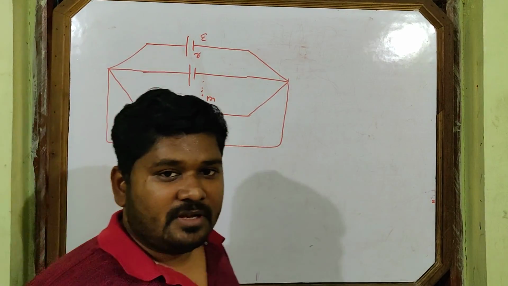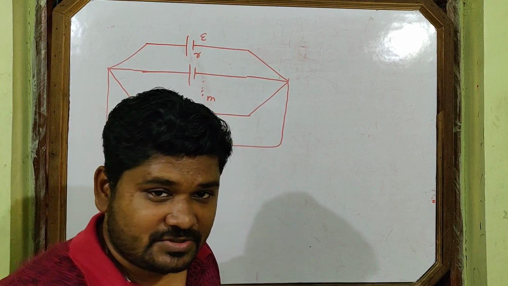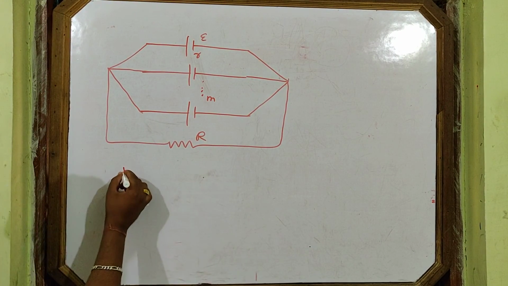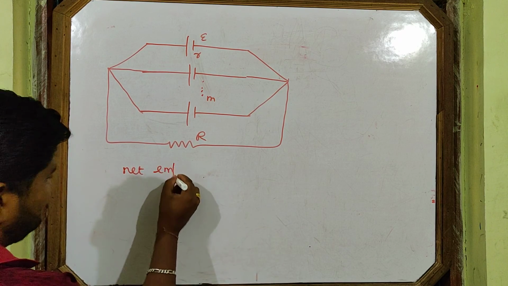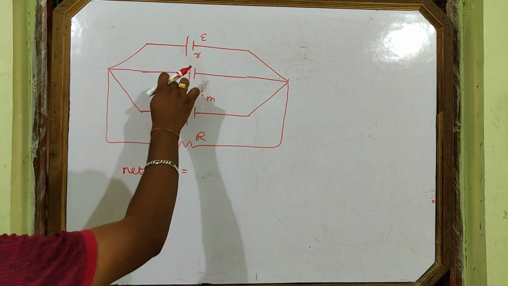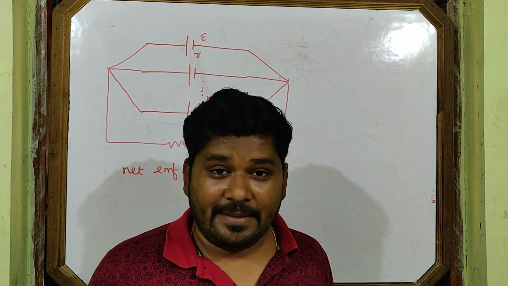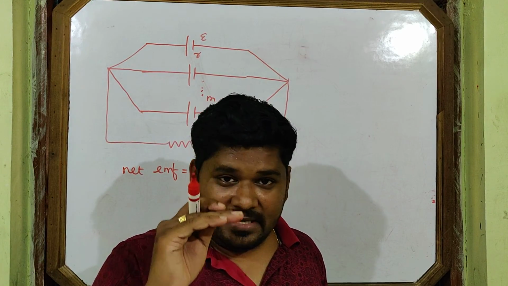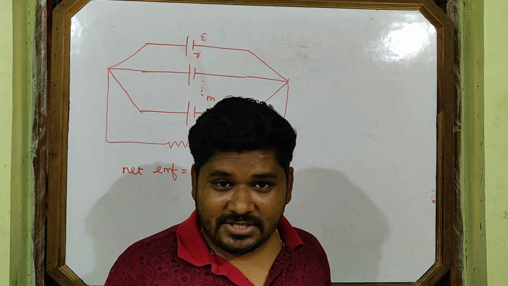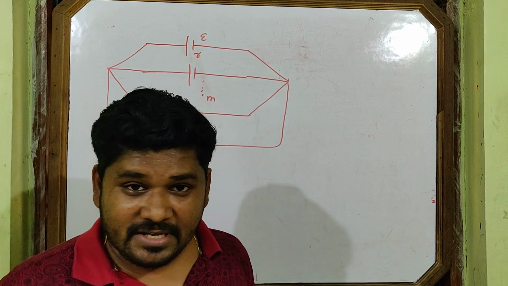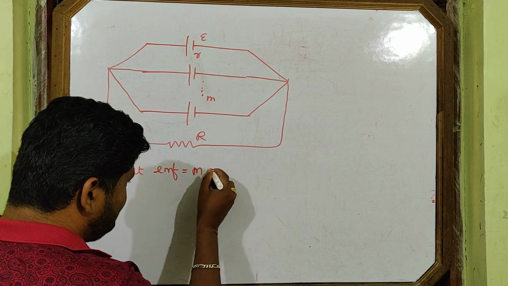Again we write the expression of current. What is the net EMF? E, how many times? M times. Parallel connection, so net EMF is mE. Okay, net EMF is mE.